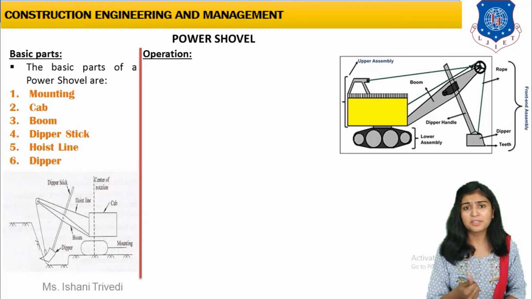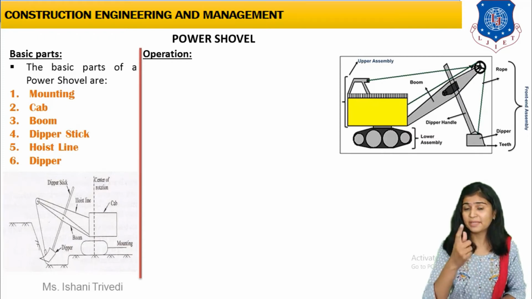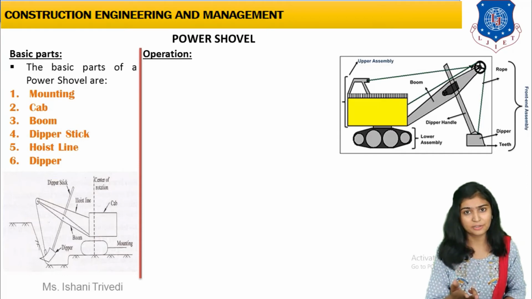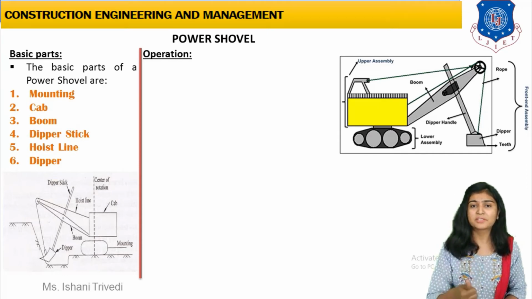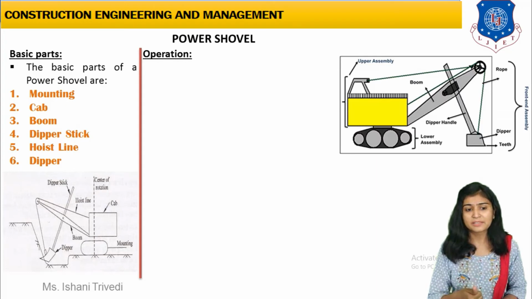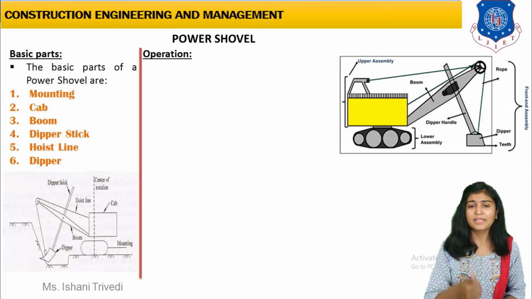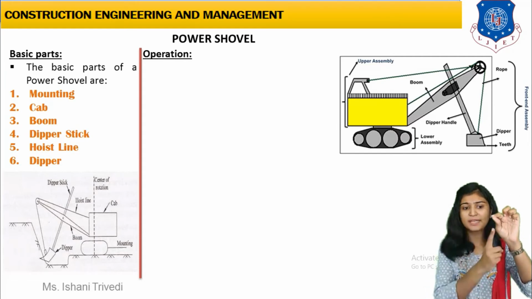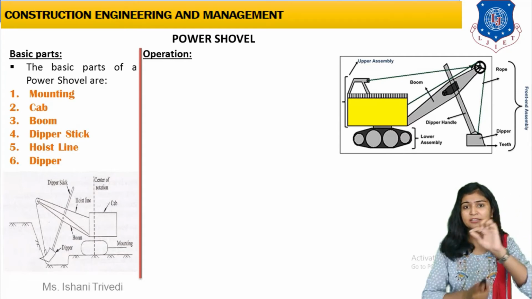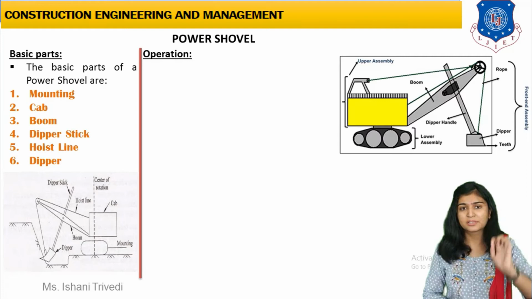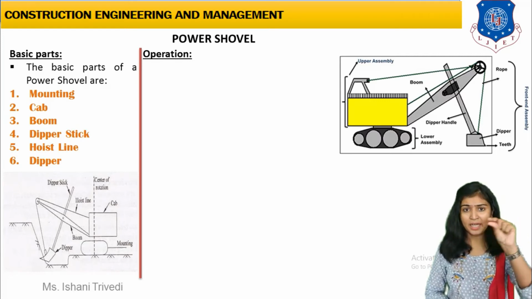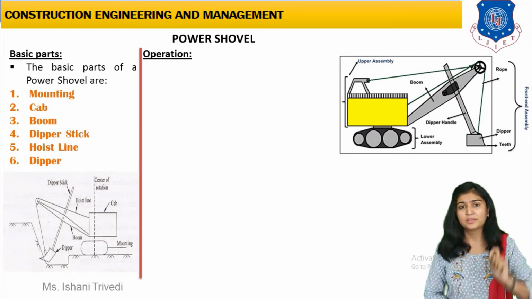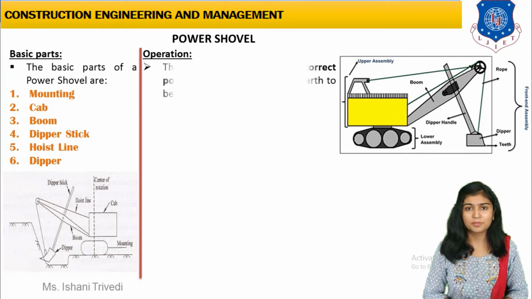Here the power shovel which we have is cable controlled. It can be hydraulic controlled, it can be cable controlled, right? So here we have a hoist line, and from that the bucket or the dipper will be suspended and connected. Here the bucket is going to be called a dipper. The dipper will have a stick which will be attached to your hoist line. That stick is known as the dipper stick, and the arm will be known as the boom, right? These are the various parts of a power shovel.